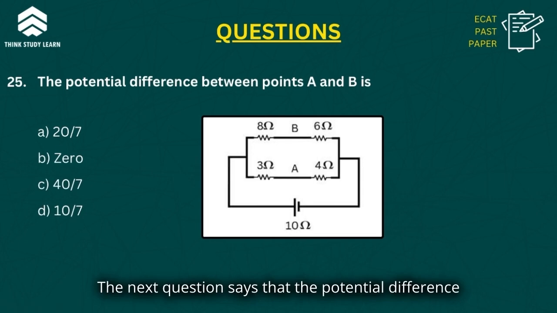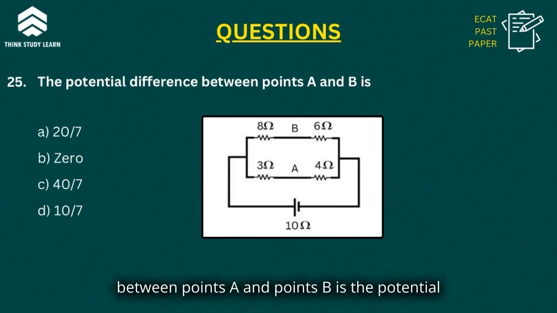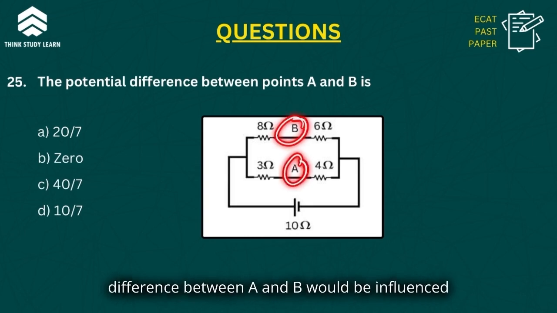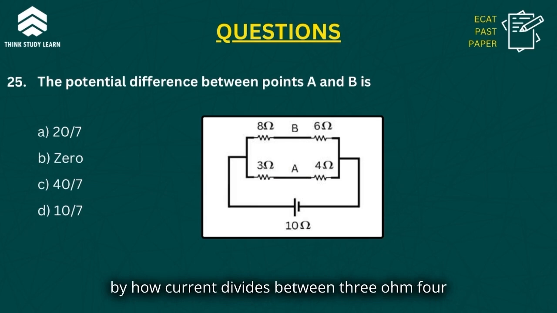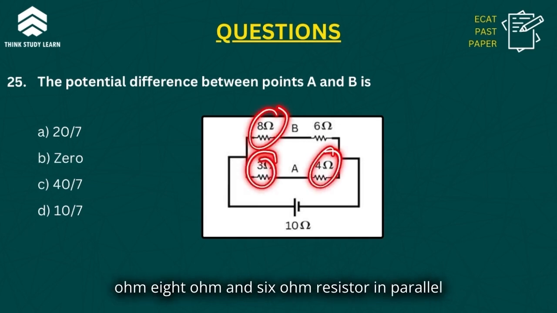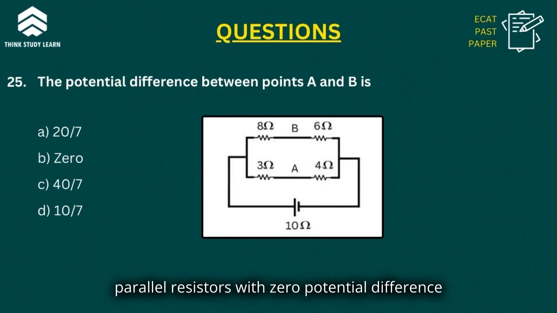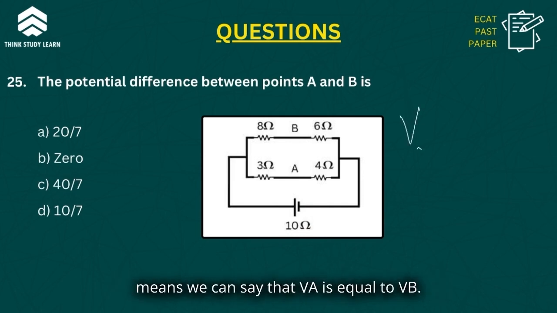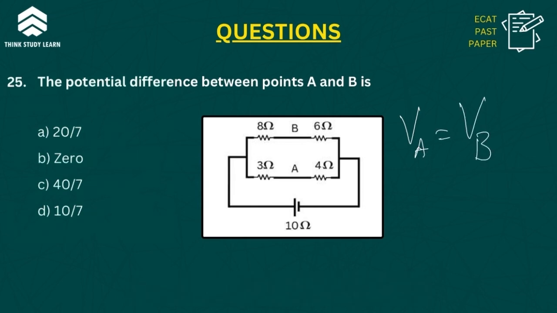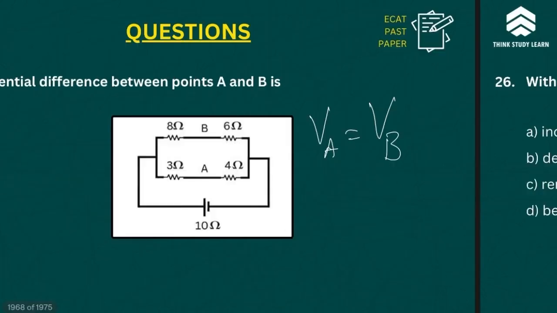The next question says to find the potential difference between points A and B. The potential difference between A and B would be influenced by how current divides between the 3 ohm, 4 ohm, 8 ohm and 6 ohm resistors in parallel and series. However, because A and B are across parallel resistors with zero potential difference, as both A and B are connected through 10 ohm, the potential difference will be zero. Hence, they have the same potential, which means we can say that VA is equal to VB. Therefore, option B is the correct answer.